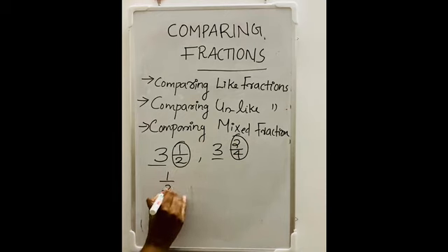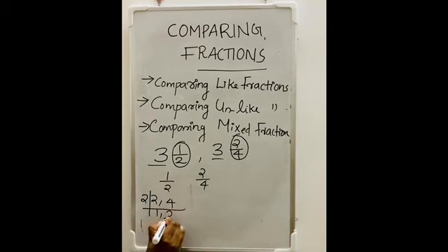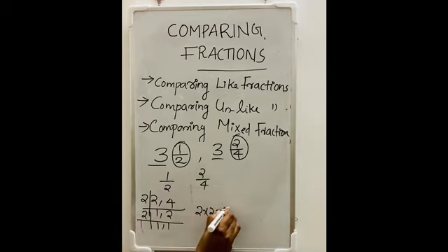Here it is 1 by 2 and 2 by 4. These are unlike fractions, so we have to convert them into like fractions. For that, we find the LCM. To find the LCM, we can choose 2. 1 two is 2, 2 twos are 4. Again we choose 2, so 1, 1. The LCM will be 2 into 2, which is equal to 4. So we got the LCM 4.